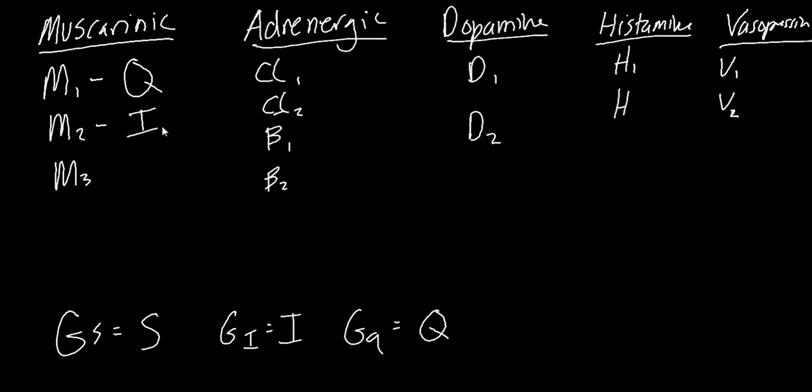M2 is going to be I, and this is going to be an S. Oh, my apologies. You're probably thinking, what is he doing? Teaching you wrong already. Q. My apology. QIQ. Okay?